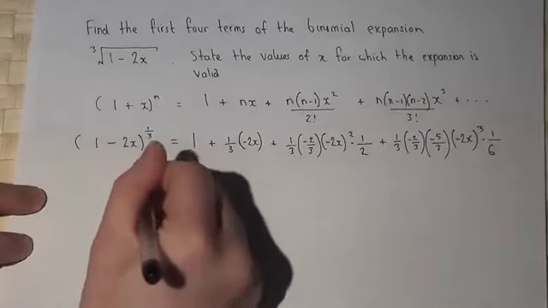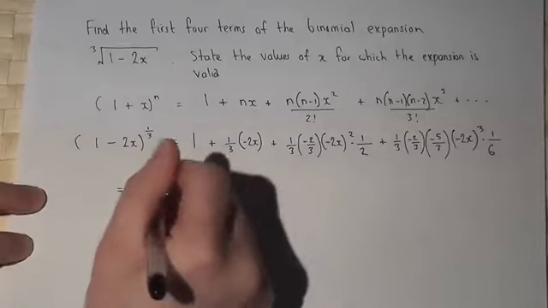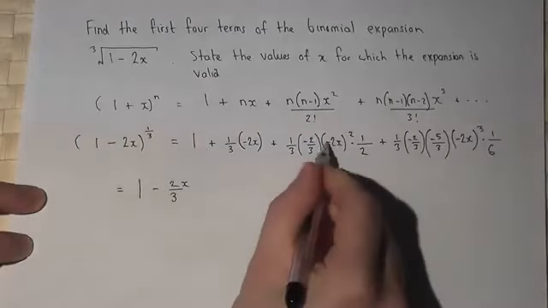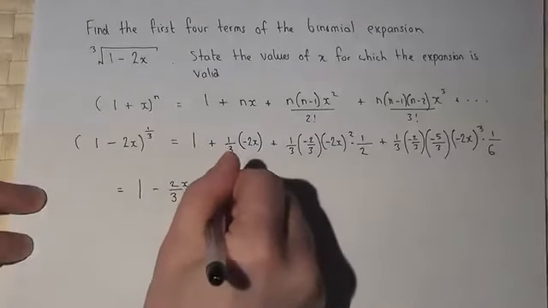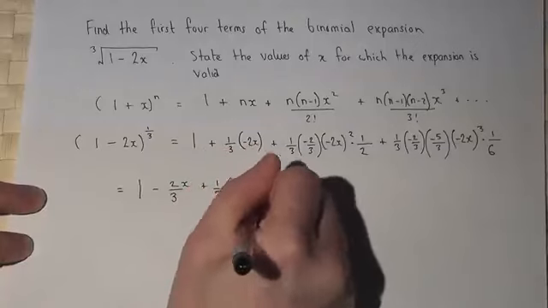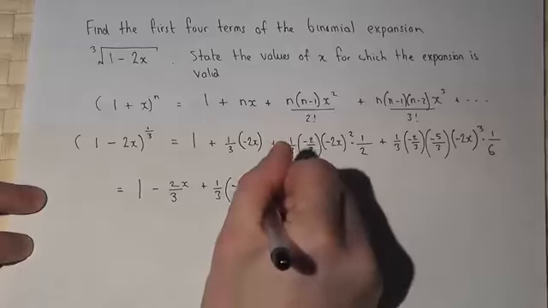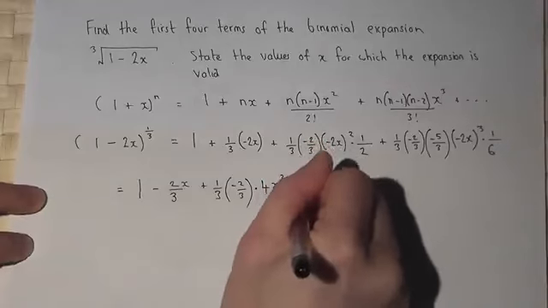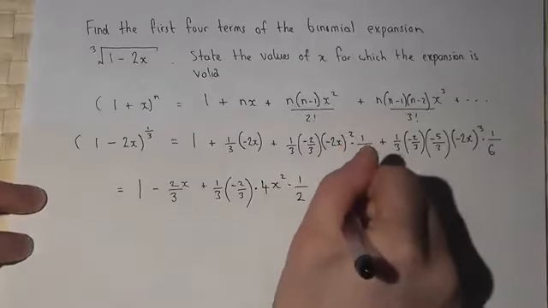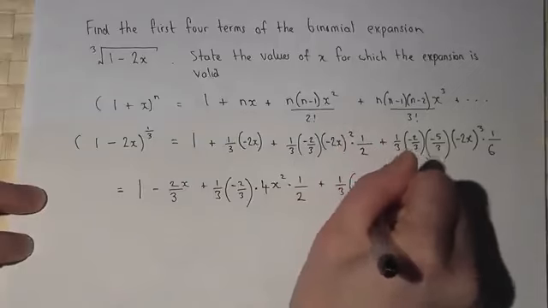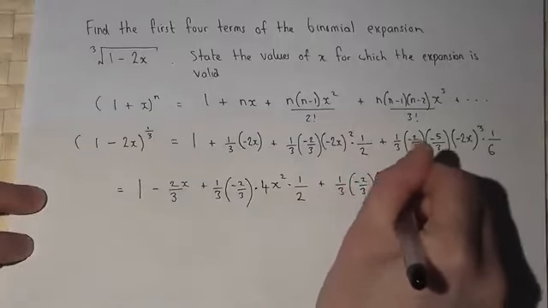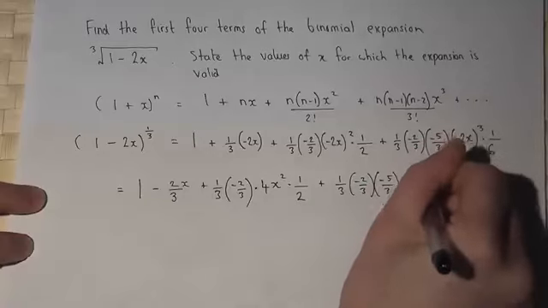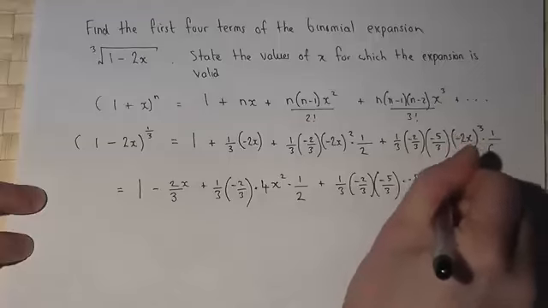Right then, 1 minus 2 times a third is minus 2 thirds x. I'll work out the powers first. So I've got a third minus 2 thirds. Minus 2 squared is 4. x squared times by a half. And then again, a third minus 2 thirds minus 5 thirds. Minus 2 cubed is minus 8. x cubed, and times by a 6th.